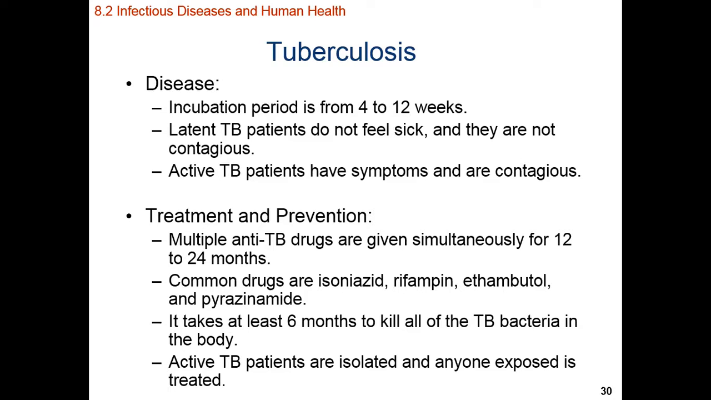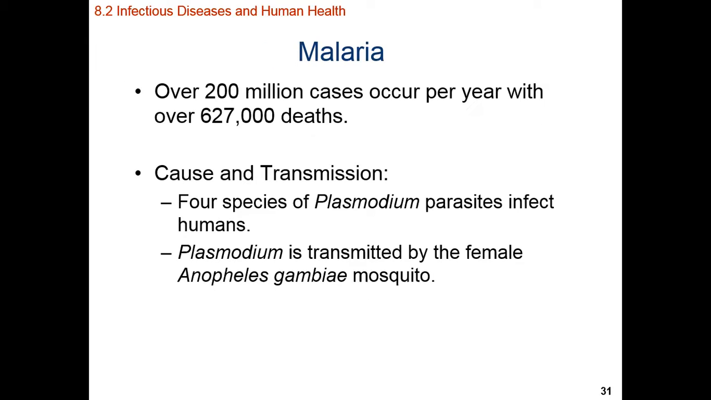I should emphasize, though, that a major problem with this treatment regimen is that many people cannot afford 12 to 24 months, 1 to 2 years, of a daily antibiotic cocktail. So a major problem in developing countries right now is that patients will take some of the antibiotics, but not all of the antibiotics, and they will develop antibiotic resistant tuberculosis. And that is spreading rapidly right now in those developing countries.